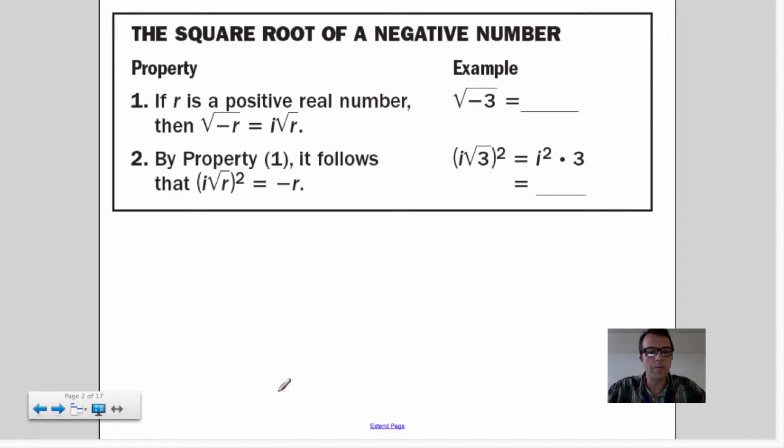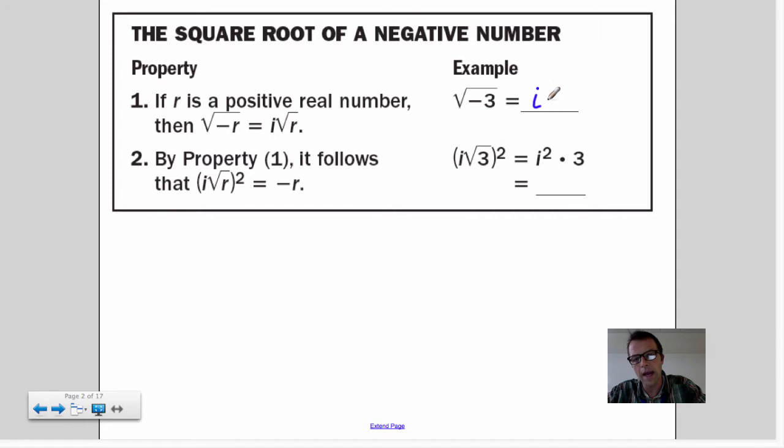So here we go, the square root. This is a big one. When we get to an example, I'll read the property. If r is a positive real number, then the square root of -r becomes i root r. So here's our example. Check it out. Square root of -3. Again, you over and over have been told that's impossible. It's not allowed. But what we get to do now is say, hey, the negative becomes this i.